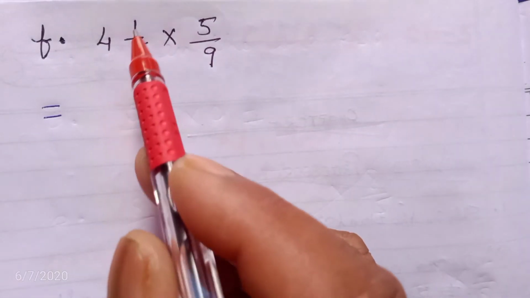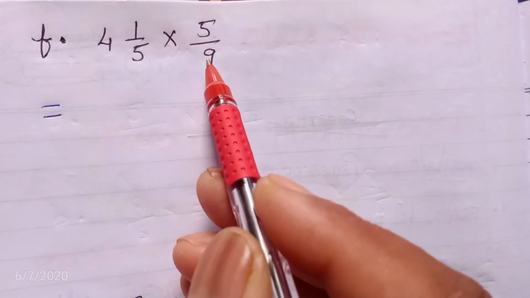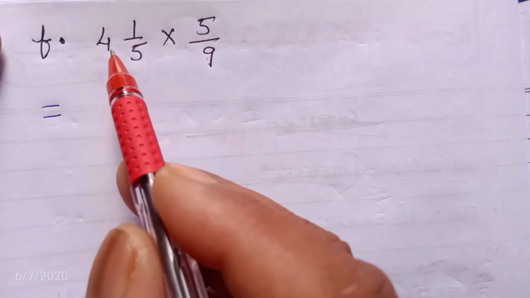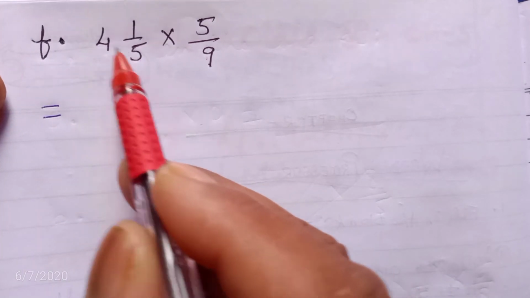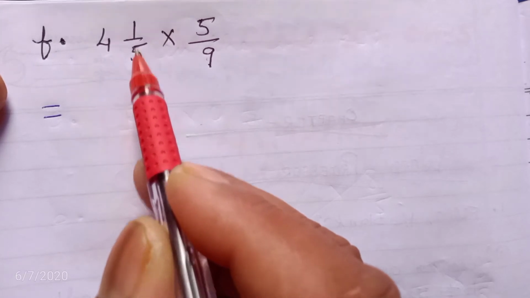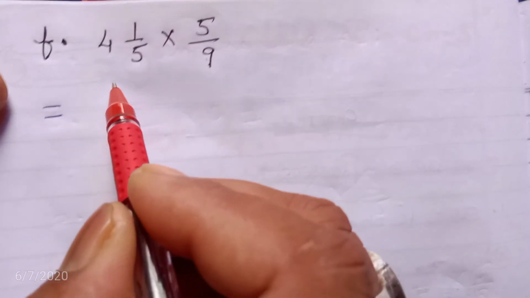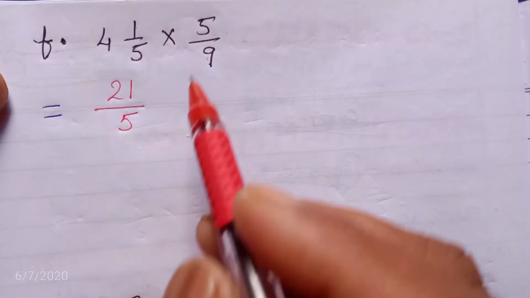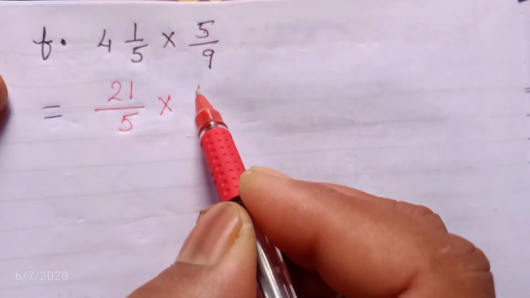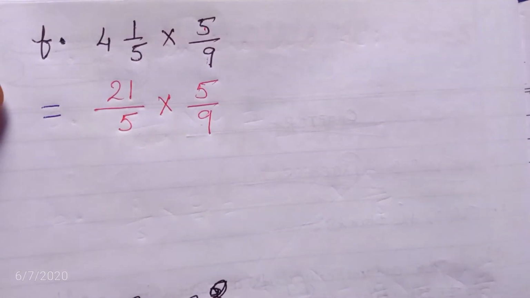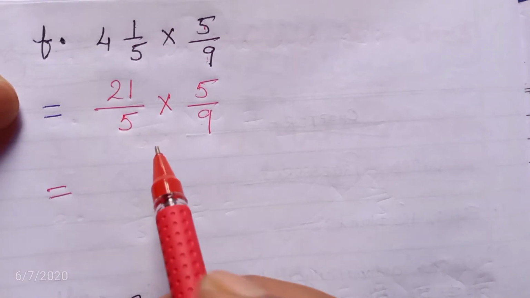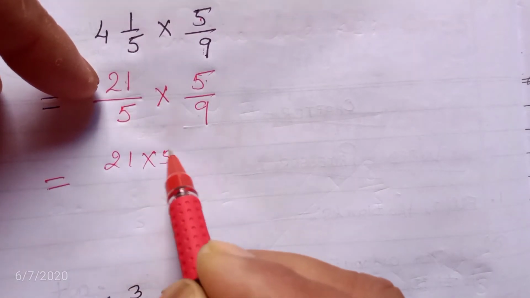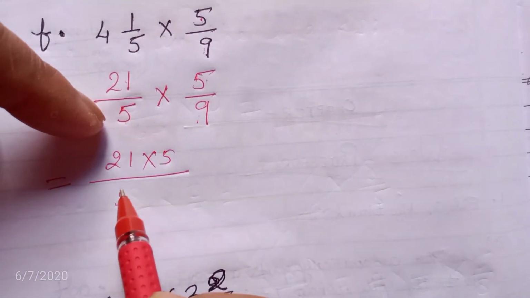See the next question: 4 whole 1 by 5 into 5 by 9. So first convert it into an improper fraction. You can convert directly also by reading the table. 4 fives are 20, and 20 plus 1 is 21. So you can write 21 divided by 5. Directly you can do into 5 by 9. Now multiply numerator into numerator. So 21 into 5 divided by 5 into 9.